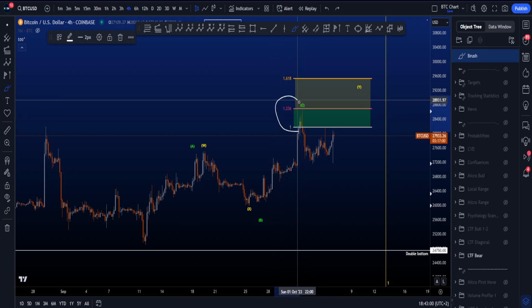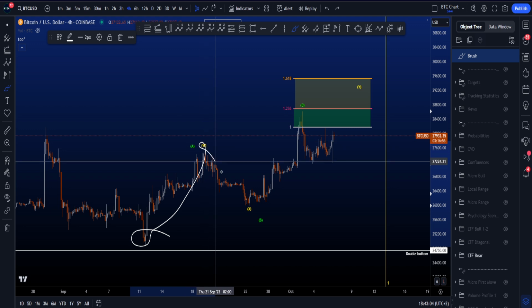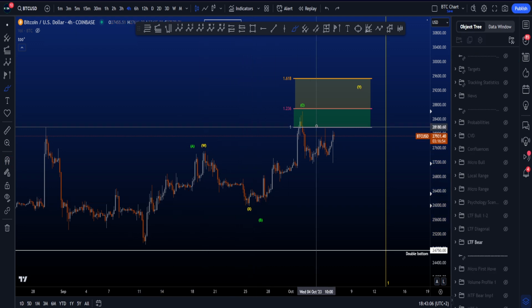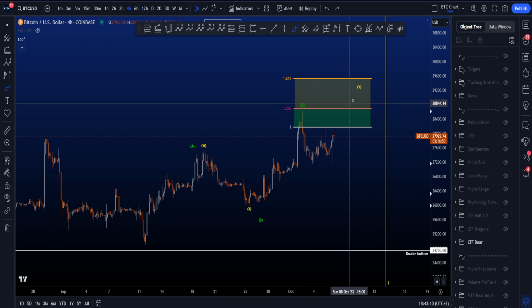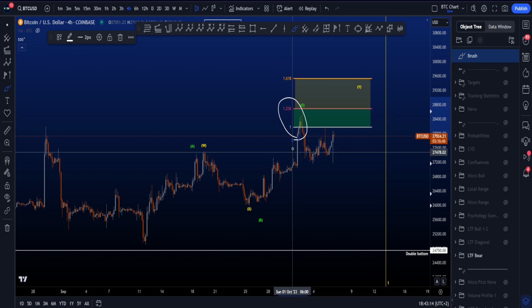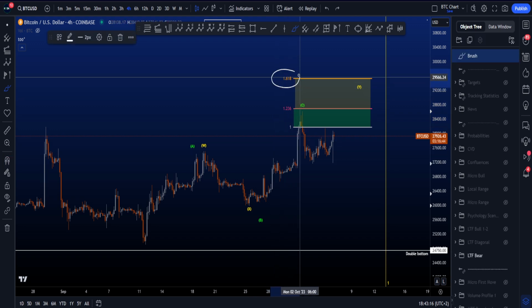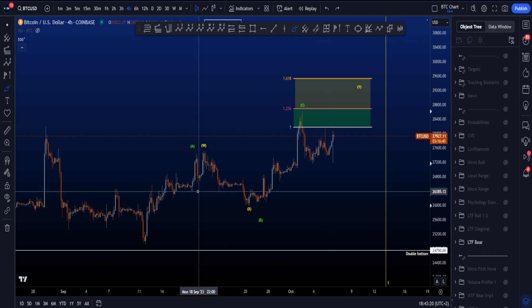Now the wave C over here ended between the 1 and the 1.236, taken from the low to the high to the low over here, which is the most common target area for a wave C. Now for a wave Y over here, the most common target area is also between the 1 and the 1.236, but also the 1.618 is still a target as well, which is hovering at 29.5k.